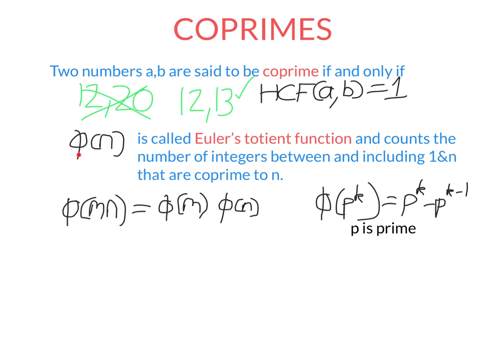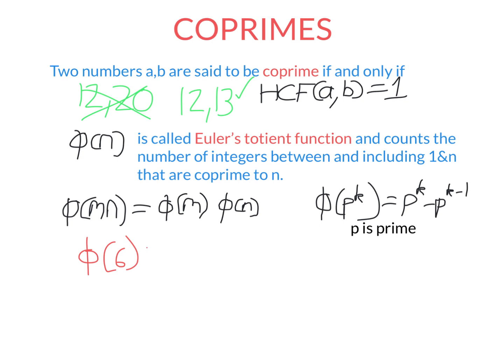So there is this function here, phi n, which is called Euler's totient function. It counts the number of integers between and including 1 and n that are coprime to n. So what does that mean? If you take phi of 6, for example, then the answer to this is the number of integers between including 1 and 6 that are coprime to 6.